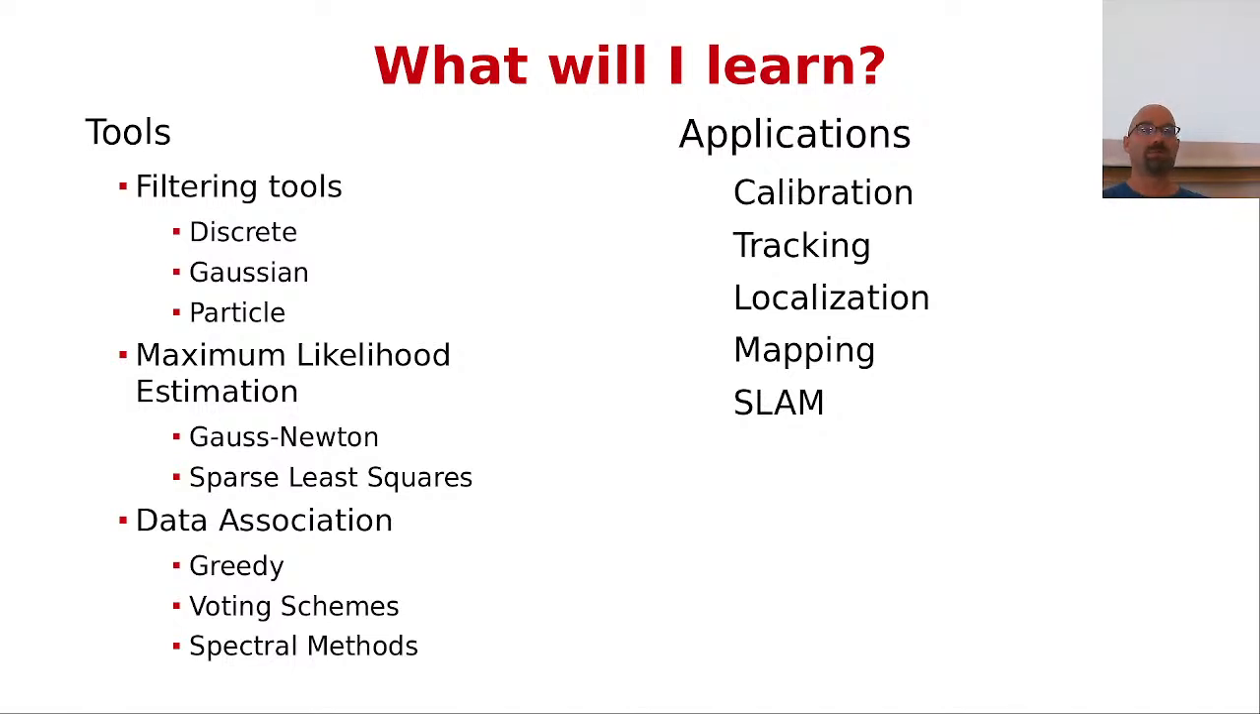Exactly. We will talk about filtering in the discrete case, in the Gaussian case, with particle filters. What is filtering? See next slides. In general, it is the process of estimating the current state distribution given the history of the previous observations and the previous controls. We will see maximum likelihood estimation, which means given a trajectory, a history of measurements, and maybe a history of control, I'm interested in determining the most probable, the most likely configuration of the world, and maybe its statistical parameters.